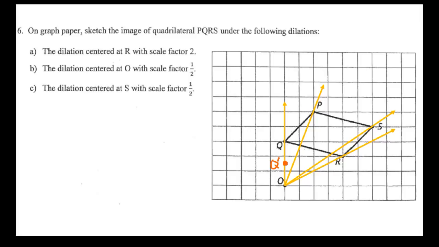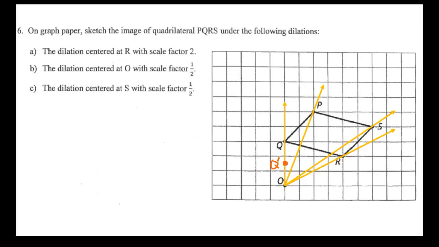So for B, got a little ahead of myself there. The dilation is centered at O, and the scale factor is 1/2. Okay, so the first thing I did, if you look at the yellow lines, ignore that Q prime for a second. The yellow rays are going from O through each of the vertices. So O through Q, O through P, O through S, and O through R.